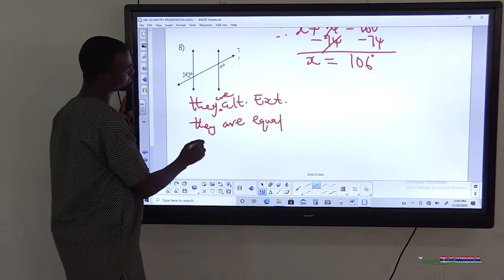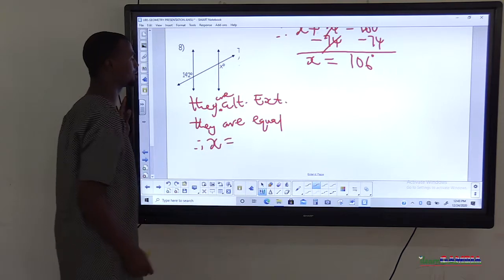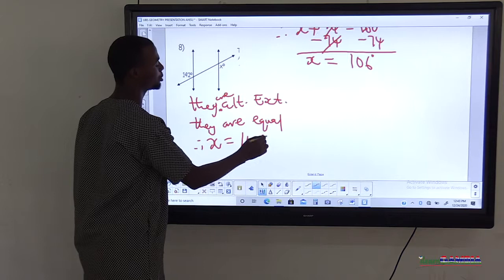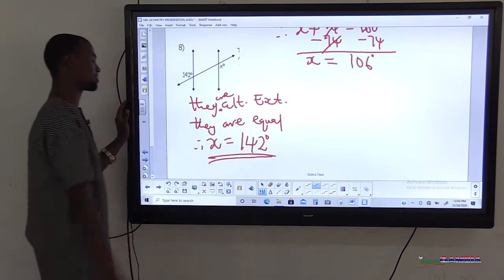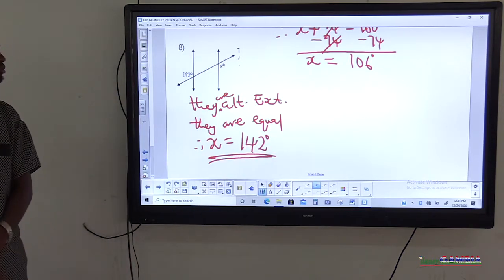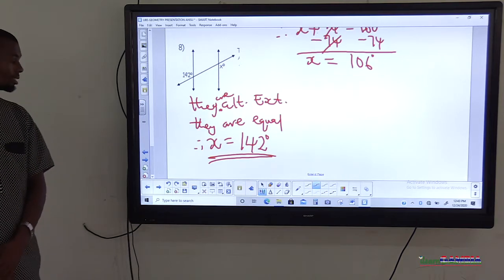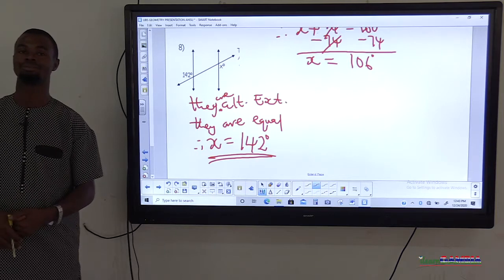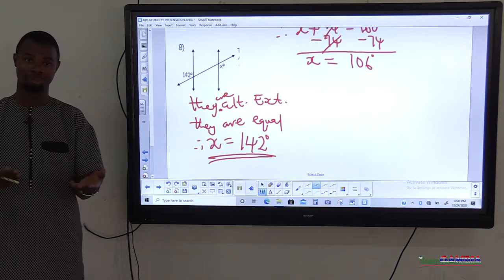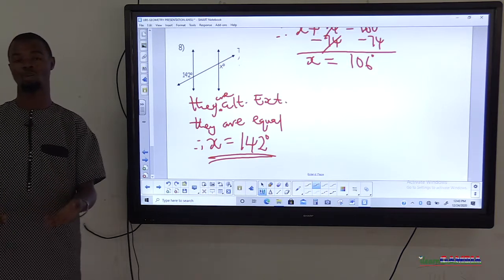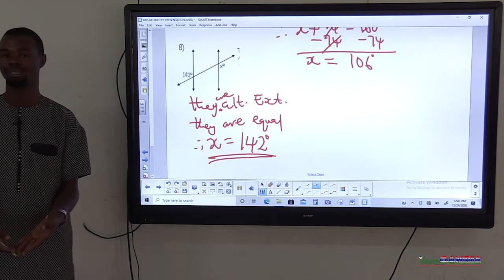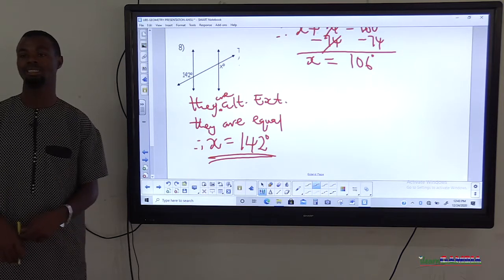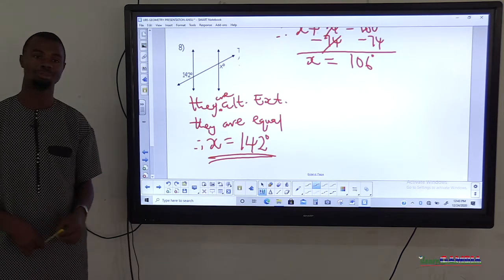So therefore x is equal to 142 degrees. First, what you need to do is find what type of angle you have, and what you know about the angle. Are they equal? Are they supplementary, meaning added up to 180? If you can find that, then you will be able to solve for the missing angle.